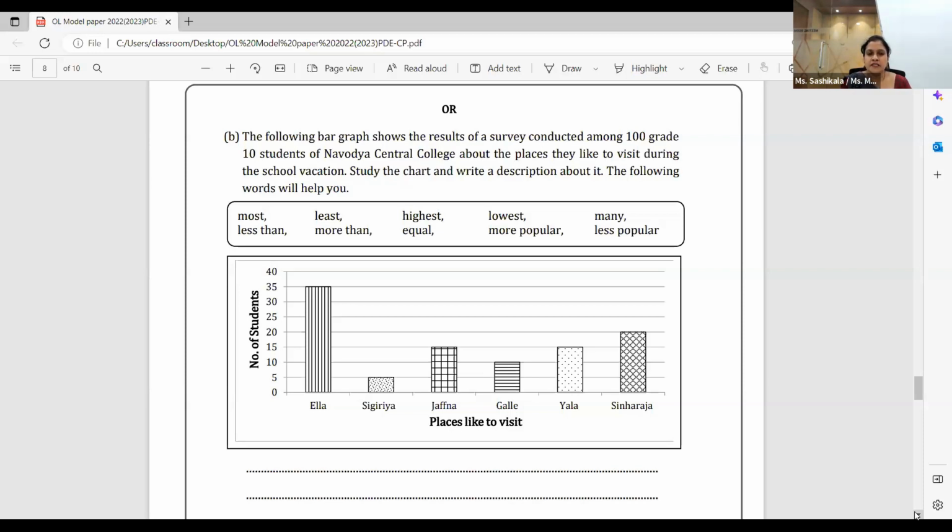Now you can see the places are located in different parts of Sri Lanka: Ella, Sigiriya, Jaffna, Galle, Yala, and Sinharaja. So there are different places they like to visit, and the number of children is on the vertical line. I think you can remember these. The vertical line comes from top to bottom. This is the vertical line. I think you can remember that now. The horizontal line is this line.